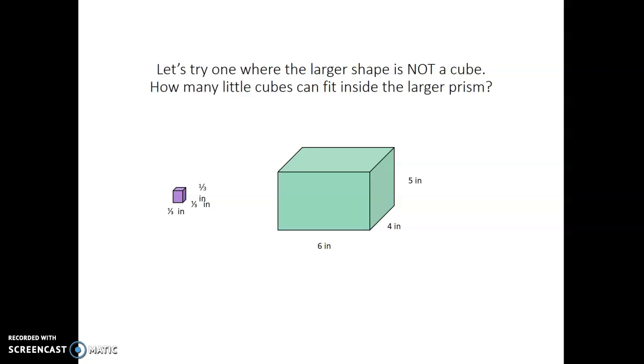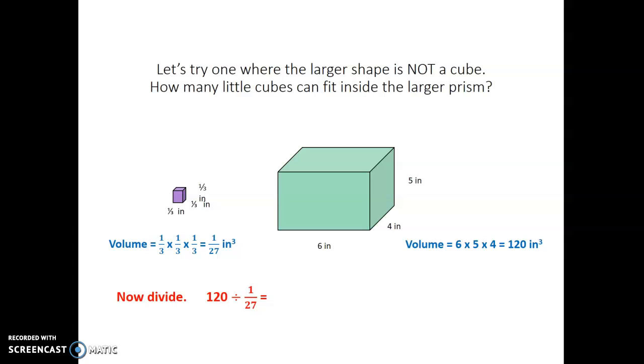Let's try another one where the larger shape is not a cube. How many little cubes can fit inside this larger prism? Well, the algorithm doesn't change at all. I'm still going to find the volume of the larger prism, 6 times 5 times 4, and I'm going to find the volume of the smaller cube, 1/3 times 1/3 times 1/3. I'm going to take those two volumes and divide them. And when I keep it, change it, flip it, I get 3,240 little cubes that can fit into the larger prism.